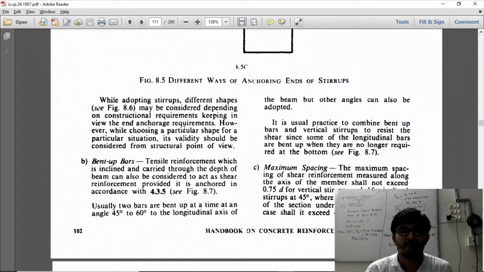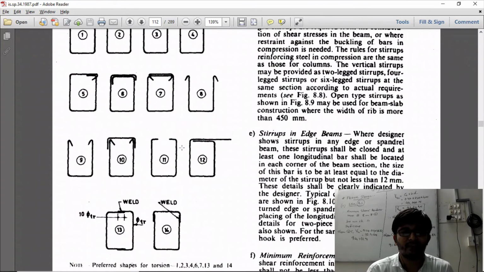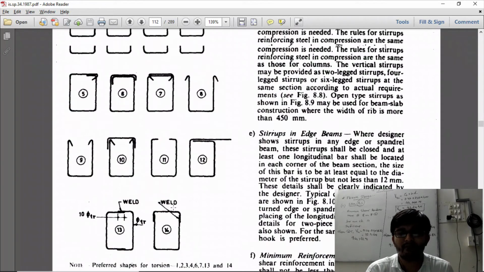While adopting stirrups, different shapes as shown in 8.6 may be considered, depending upon the construction requirements, keeping in view the end anchorage requirements. However, while choosing a particular shape for a particular situation, its validity should be considered from a structural point of view. So 8.6, these are the different types of stirrups. You can even go for welding also. 12 types of stirrups are there, and the last two are for welding, different shapes of stirrups.